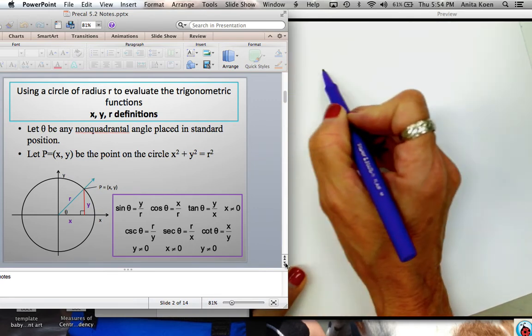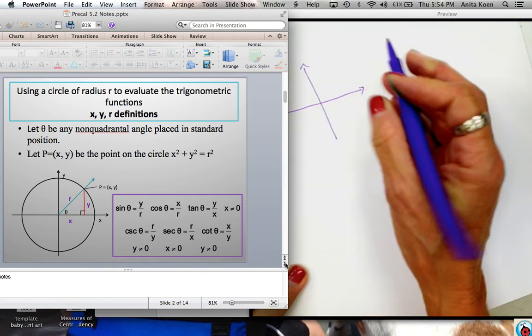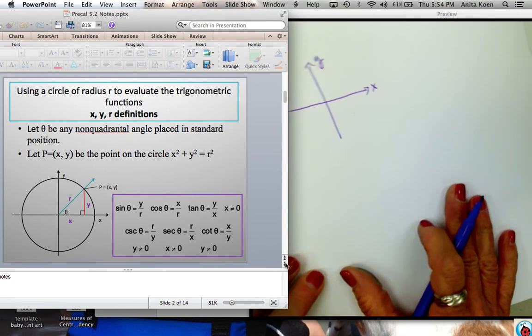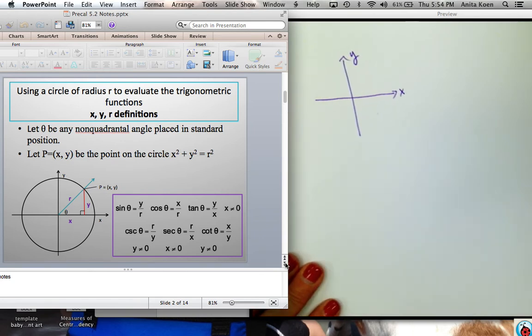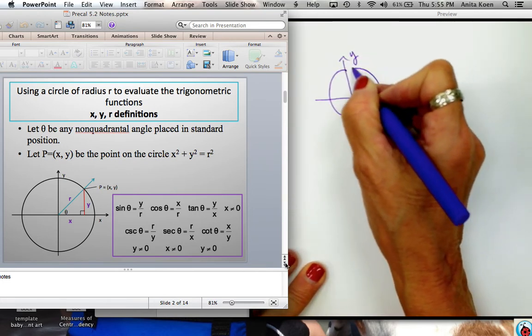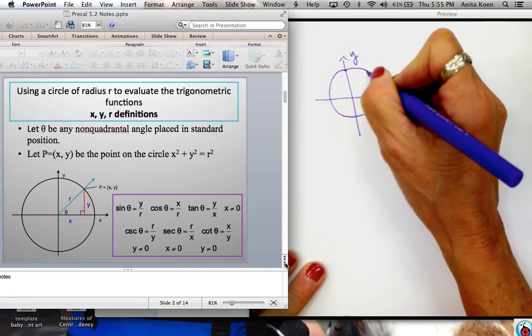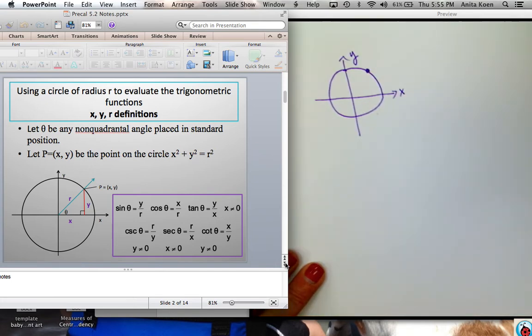So what we're going to do is draw our angle. Draw our xy axis here. Let me turn this so you can see it. And we're going to actually draw a circle on the xy coordinate plane. That's not beautiful, but it is a circle. And we're going to place a point on this circle. Now I hope you remember that the equation for a circle is x squared plus y squared equals r squared, and that is a circle with its center at the origin and a radius of r.